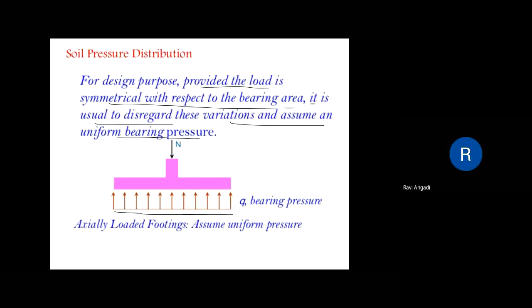And this soil pressure, what we call the bearing pressure of the soil, is uniform. Axially loaded footings means the load is acting at the center and passing through the CG of the footing, and hence it is assumed that the pressure is acting uniformly over the soil. So for analysis and design purposes, the load beneath the footing is assumed as uniform.